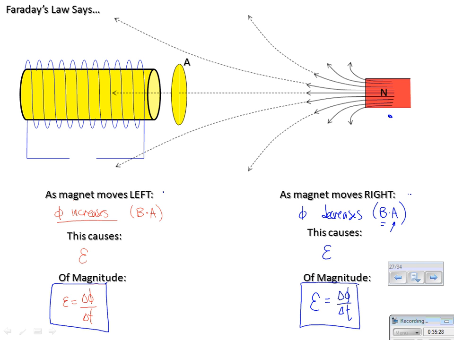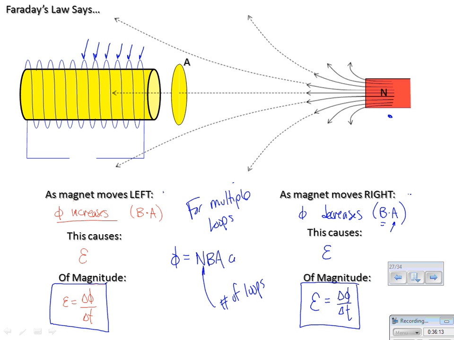Flux is literally the product of magnetic field strength and the area of some enclosed loop. Now one thing I should say is once we get to a case where there are lots of loops and not just one loop, each of those loops has its own area. Or we can really say that for multiple loops, phi is N B A, and I guess also cosine theta, where N is the number of loops.